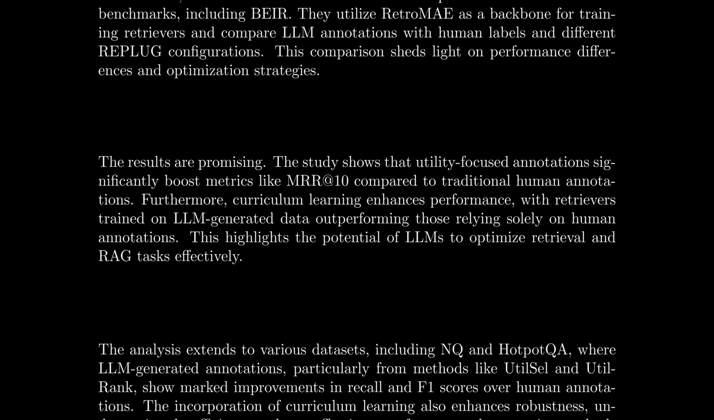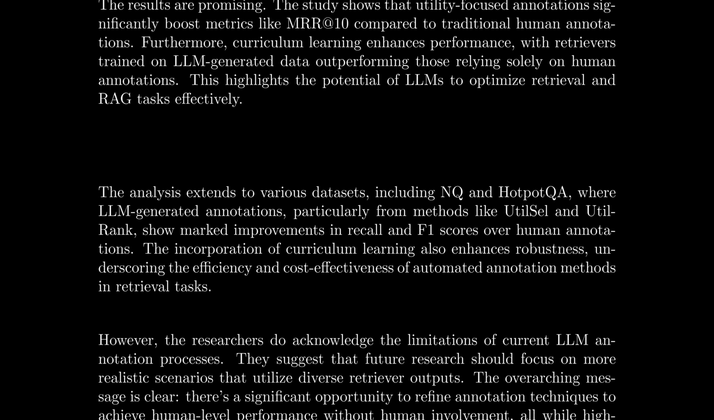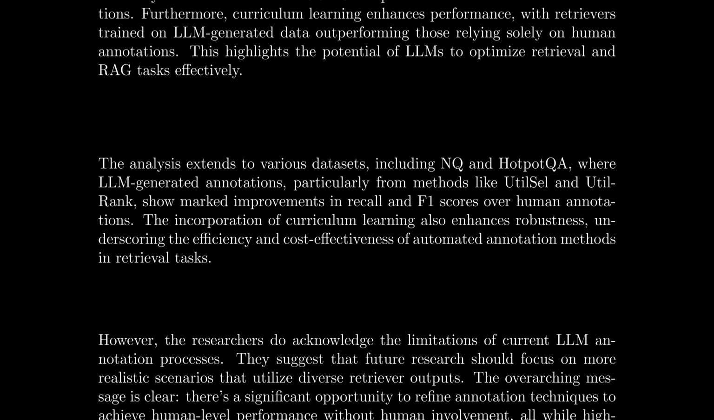The results are promising. The study shows that utility-focused annotations significantly boost metrics like MRR at 10 compared to traditional human annotations. Furthermore, curriculum learning enhances performance, with retrievers trained on LLM-generated data outperforming those relying solely on human annotations. This highlights the potential of LLMs to optimize retrieval and RAG tasks effectively. The analysis extends to various datasets, including NQ and HotPotQA, where LLM-generated annotations, particularly from methods like UtilSel and UtilRank, show marked improvements in recall and F1 scores over human annotations. The incorporation of curriculum learning also enhances robustness, underscoring the efficiency and cost-effectiveness of automated annotation methods in retrieval tasks.